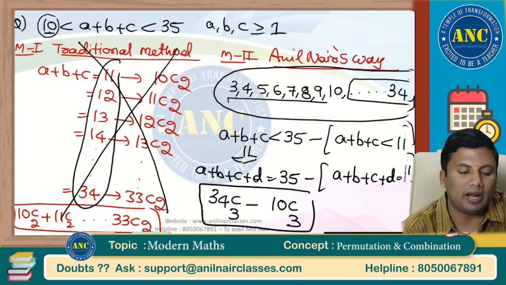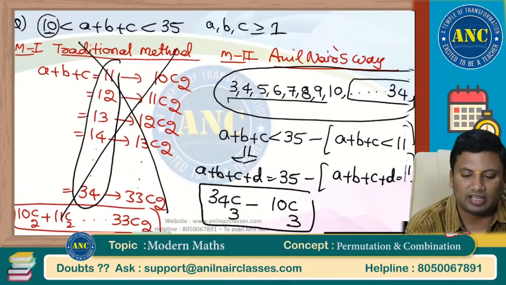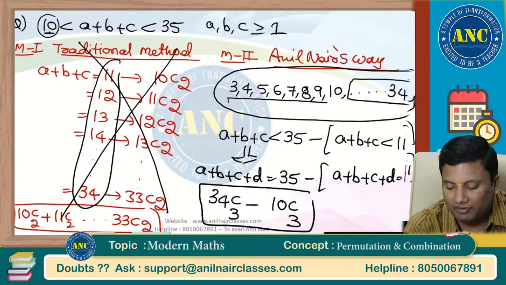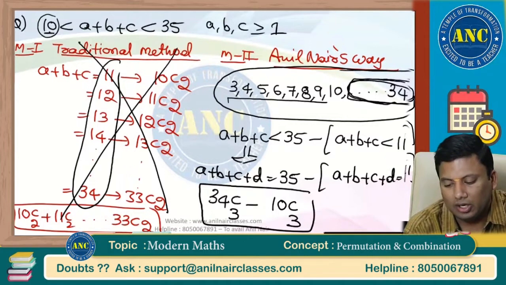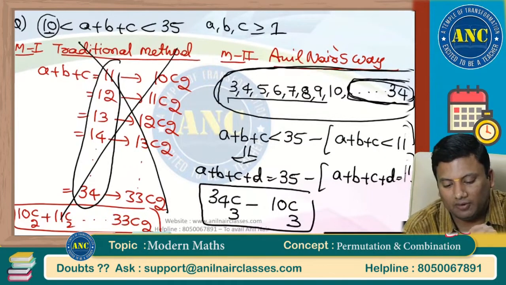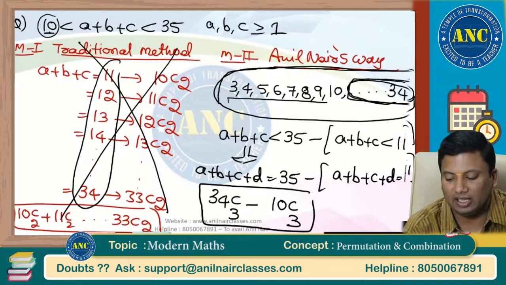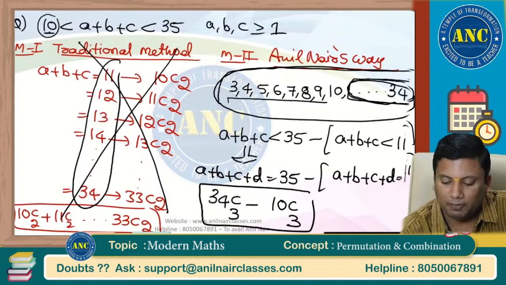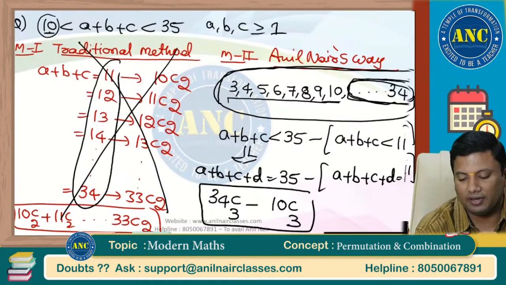But now apply the lower limit. 10 less than A plus B plus C less than 35. That means I require from 11 to 34. This box I require. This box is nothing but total value. Total value is A plus B plus C less than 35 minus the remaining portion. Remaining portion is from 3 to 10, which is nothing but less than 11.